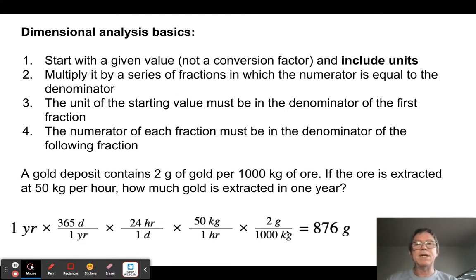And now I say, okay, here's what else I know. I know that I can extract 2 grams of gold for every 1,000 kilograms of ore. So those are equivalent to each other, and I can link them this way. I can say 1,000 kilograms equals 2 grams of gold. And then once I get it set up, I multiply by all the top numbers, so 365 times 24 times 50 times 2, divided by all the bottom numbers, 1,000, and I get this value here.